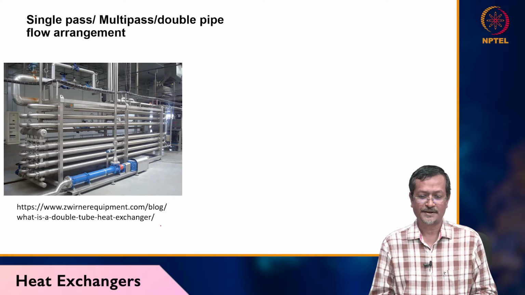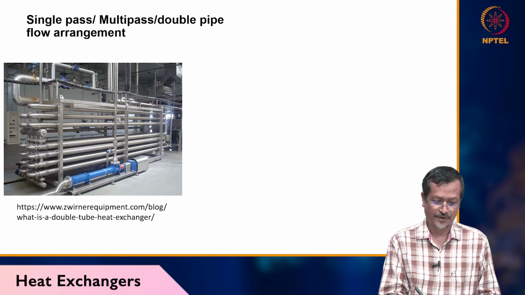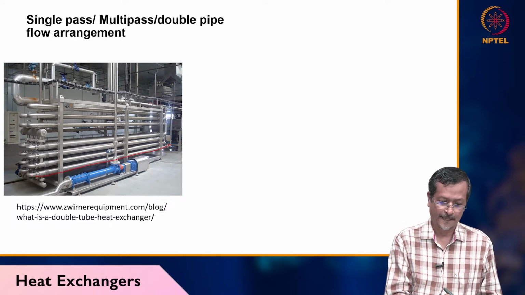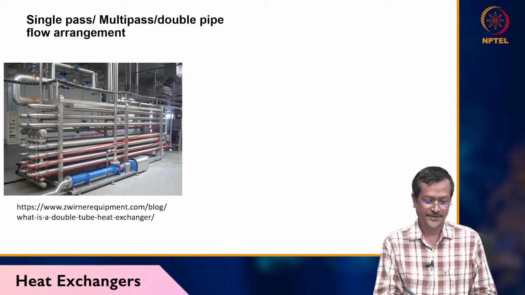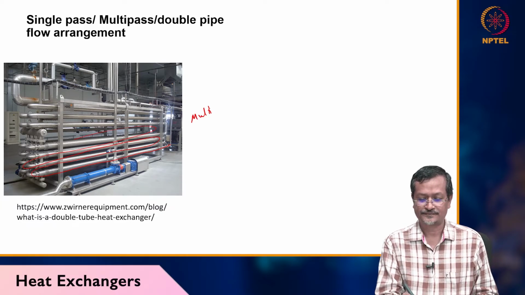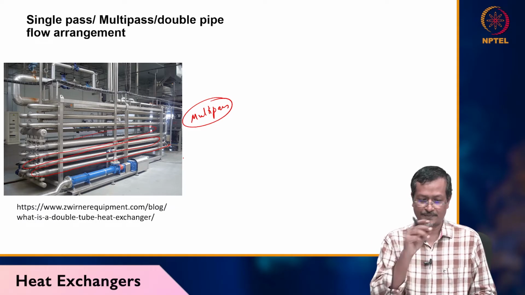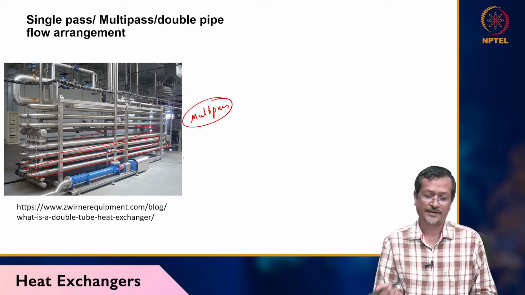So single pass and multiple pass double pipe flow arrangement. In this picture you can see multiple pass. Okay, one pipe is coming here, it is going like this, again going like this, going like this. So it is creating multi-pass, a double tube heat exchanger, multi-pass. Multi-pass means the pipe goes multiple times, so the pipe will be longer, but single pass means the pipe will be shorter.